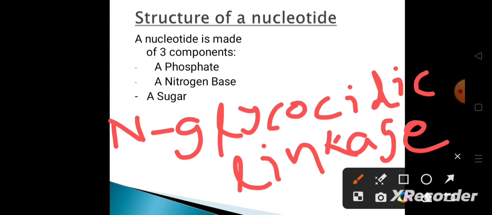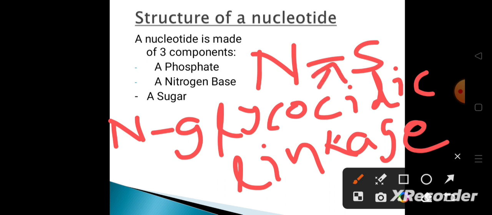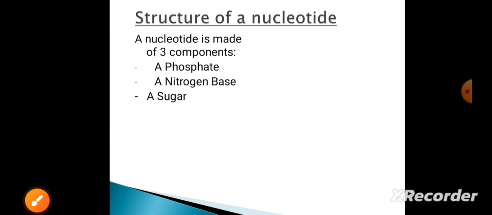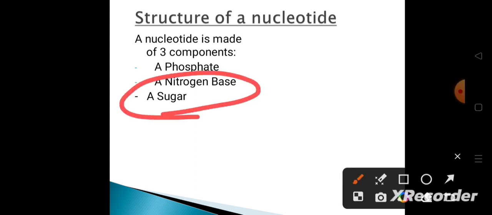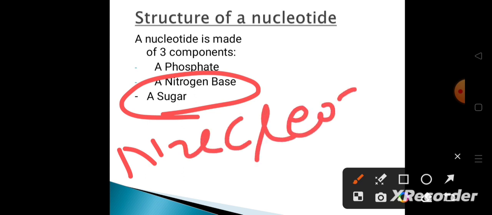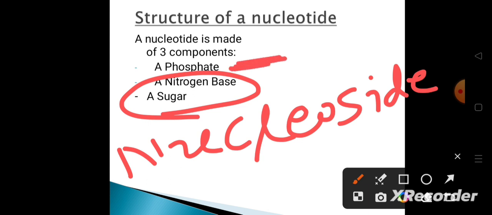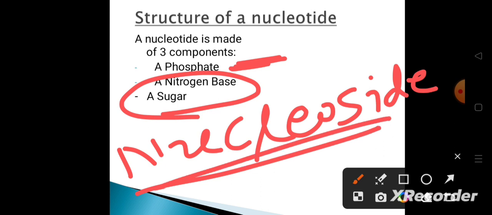Okay, where is this bond appearing? This bond is appearing between nitrogenous base and sugar. That means this bond is known as N-glycosidic linkage. Clear? Okay. Now, the structure that is formed is called nucleoside. That means by combination of nitrogenous base and sugar, a structure is formed which is called nucleoside. That means the nucleotide without phosphate is called nucleoside. Okay.